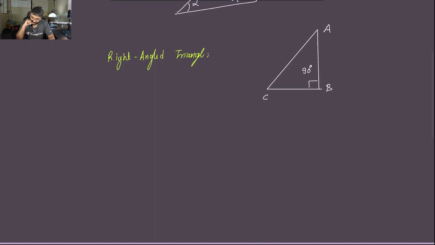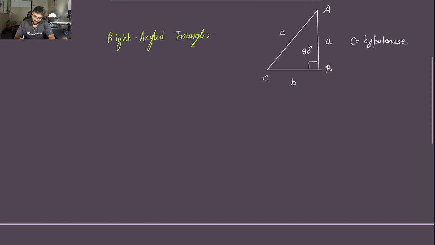Okay, let's say this side is A, the length of that side is A, the length of BC is small b, and the length of AC is C. Now C is the length of the hypotenuse. Hypotenuse is the longest side. It's the shortcut distance. That's what hypotenuse is.